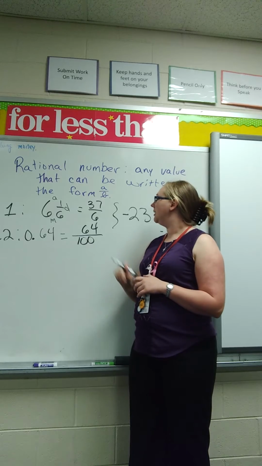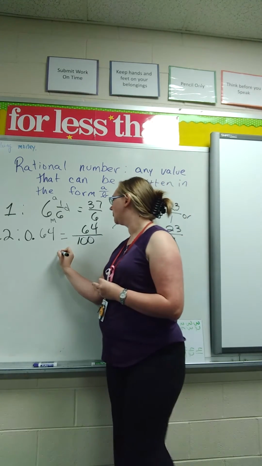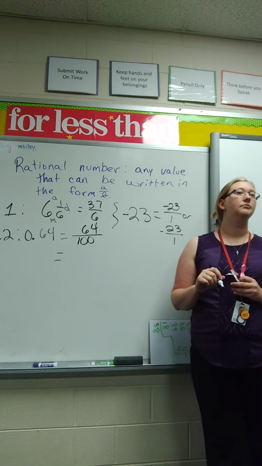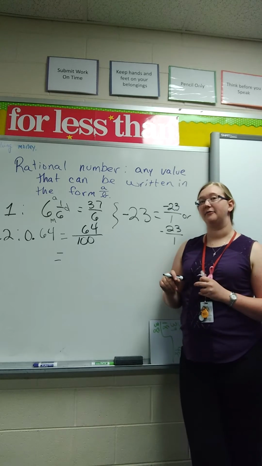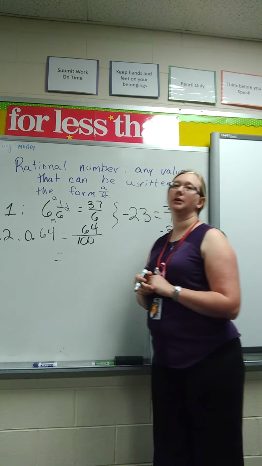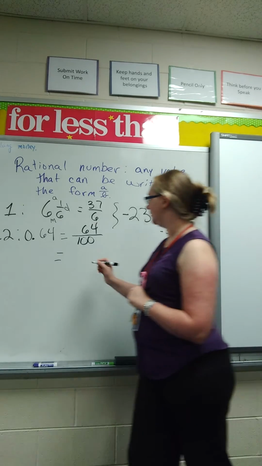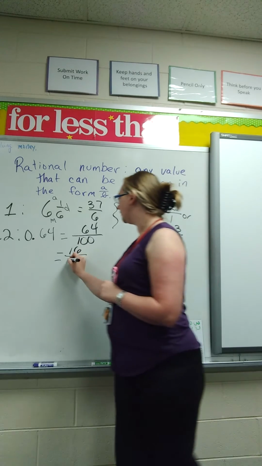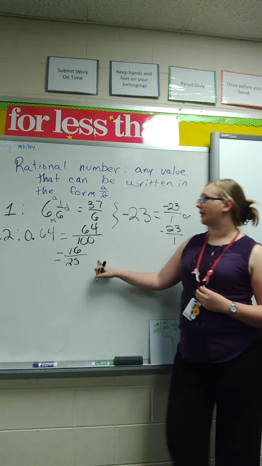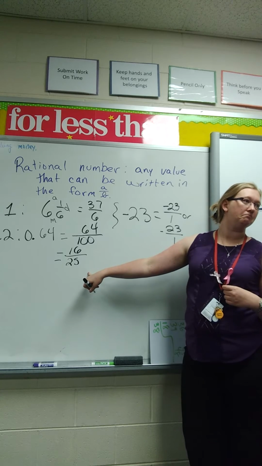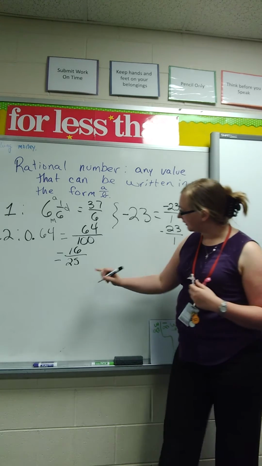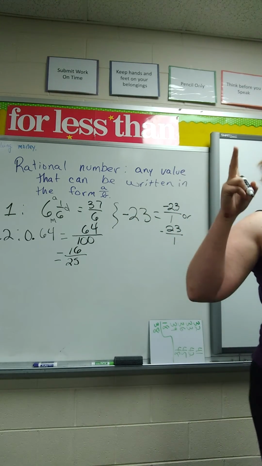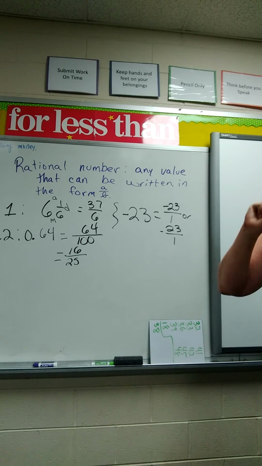Now we need to simplify. Is there anything that I can divide 64 and 100 by? Yes. I can divide by 4? Okay. What is 64 divided by 4? 16. What's 100 divided by 4? 25. Is there anything that I can divide 16 and 25 by? No. Okay, very good. Could I have divided by 2 twice to get to the same place? I could have, yes. Very good.